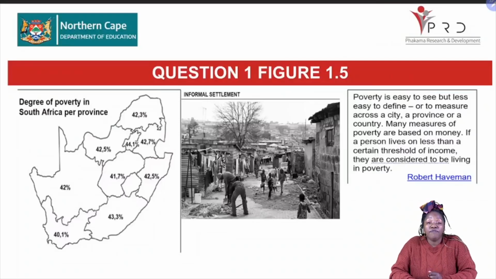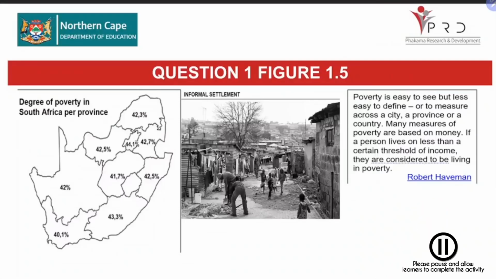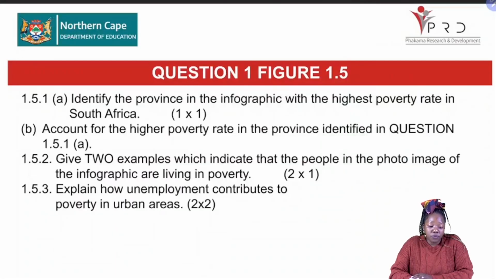So I'm going to give you 5 minutes to look at the diagram, and then after 5 minutes, we will proceed to the questions. Then you can answer the questions. I'm going to give you 10 minutes to answer these 3 questions, and then after 10 minutes, we will answer your 1.5.4. Then we do the corrections.